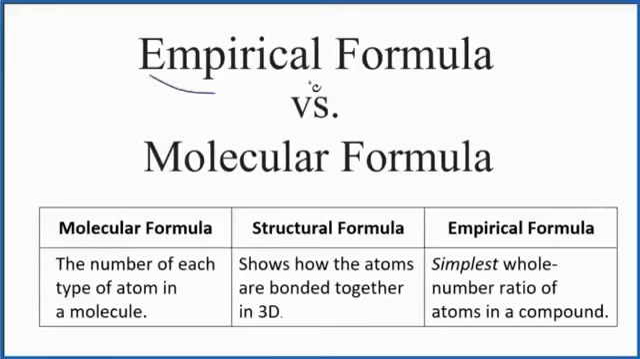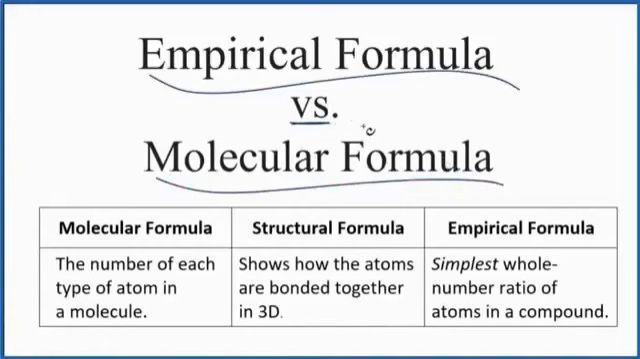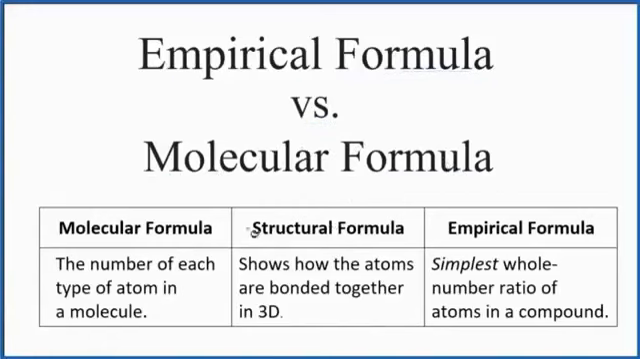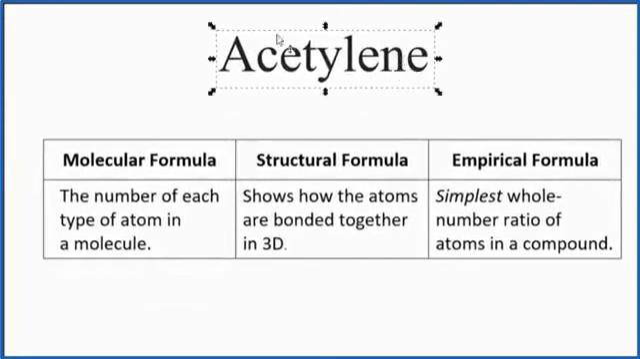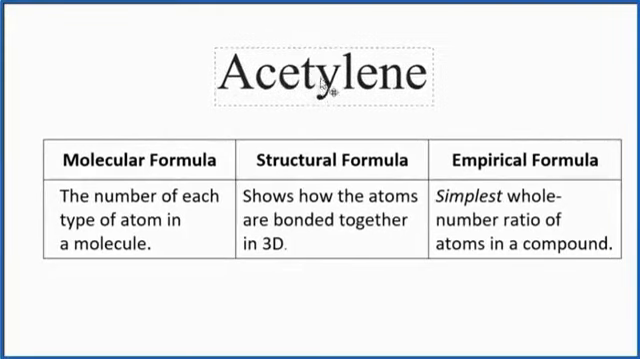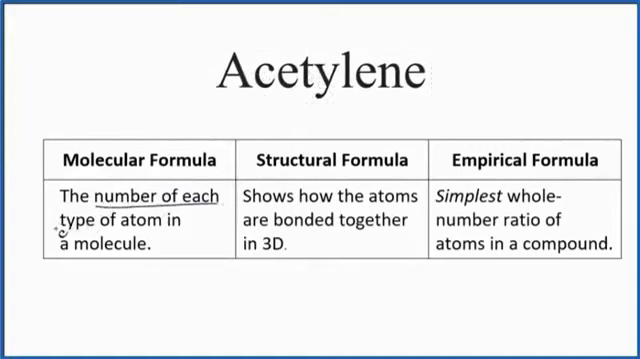In this video, we are going to look at how we can determine the empirical formula and molecular formula. The first example I will look at is the molecular formula. This is a formula showing the number of each type of atom in a molecule. And then the empirical formula shows the simplest whole number ratio of the atoms in a compound.